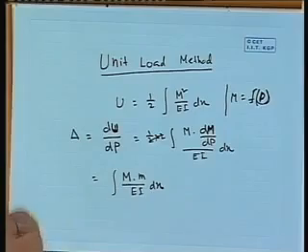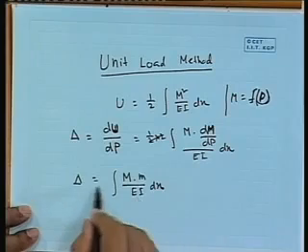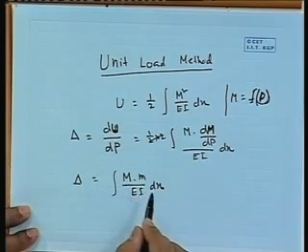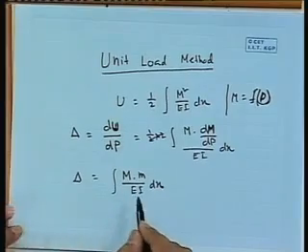Now, you try to go through that expression. So, delta finally we are getting integral of capital M, small m, by EI dx.